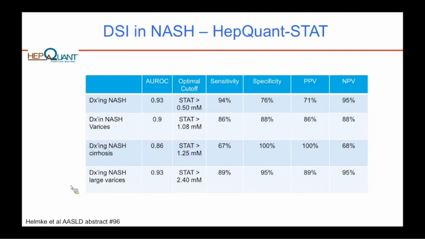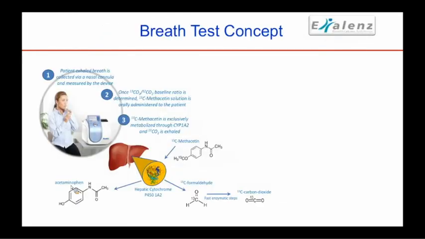And they call this now HepQuant stat, because it's a single point test rather than multiple time points over time. And it showed an area under the curve that was quite, I would say, impressive, and decent sensitivity and specificity, both for diagnosing NASH and diagnosing NASH with varices. So again, another functional test that many companies are including as a secondary endpoint to see if it can predict those who respond.